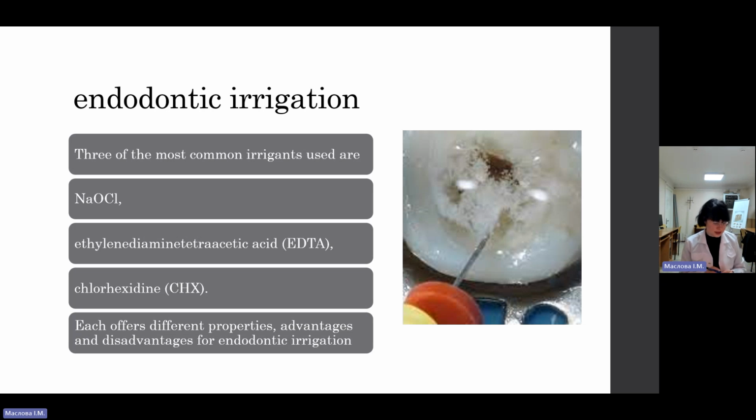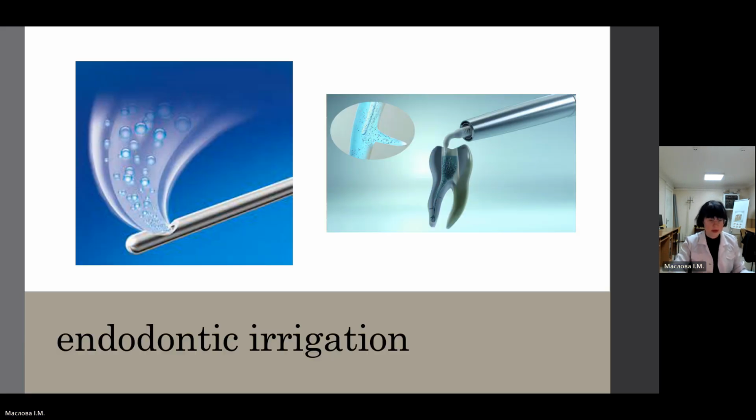The most effective way of delivering irrigating solution is through the ultrasonic handpiece. You can see the needle for the root canal irrigation, and you can see the ultrasonic handpiece. Ultrasonic agitation has been shown to be effective in removing debris from canals.